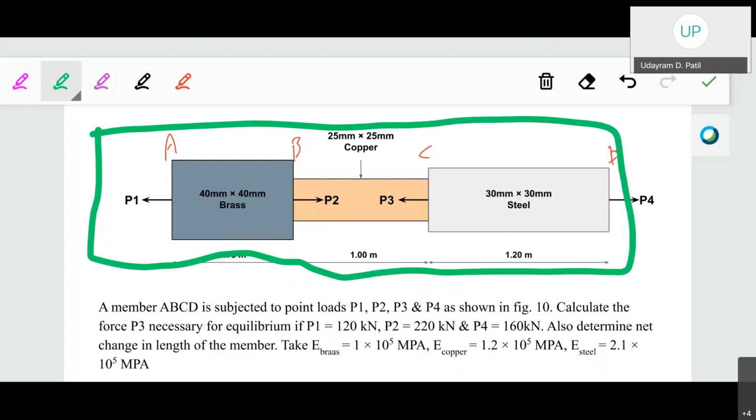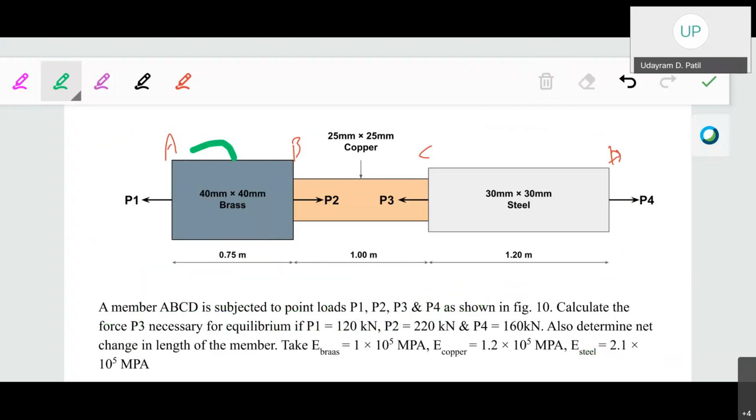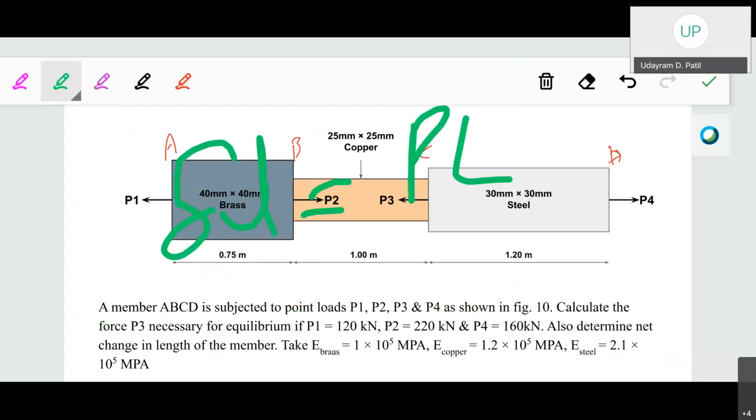जे काही तुमचं elongation असेल त्याला प्लसचं साइन देऊ, जे काही तुमचं contraction असेल त्याला आपण मायनसचं साइन देऊ, and thereby we will calculate the total or the net change in length of that particular member by using the formula delta L is equal to PL upon AE.